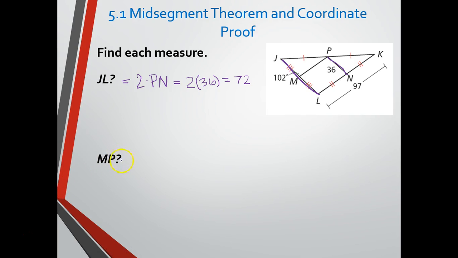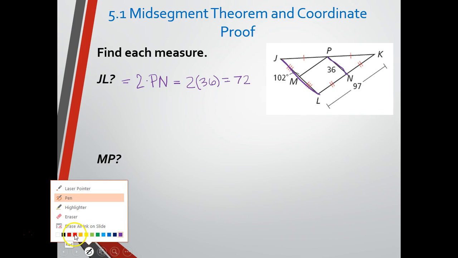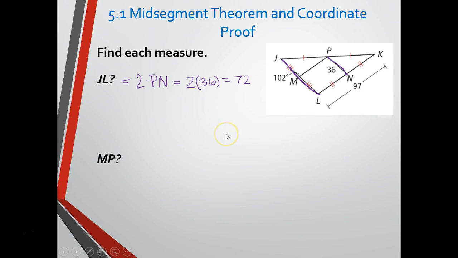Now let's do the same thing with PN. I'm going to do that in a different color. Let's go back to red. Now MP, let's locate where that is. Okay, that one is a midsegment. And it's parallel to this side of our triangle. Okay. All right. And so PN or MP is a midsegment.